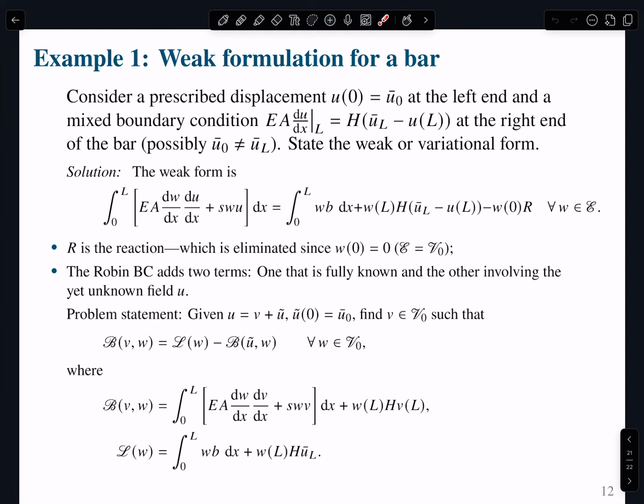Take the problem statement, given u is v plus u tilde. Yeah? So I assume you plug that into the previous equation, the weak form? What is v denominated then, this v in your end equation?